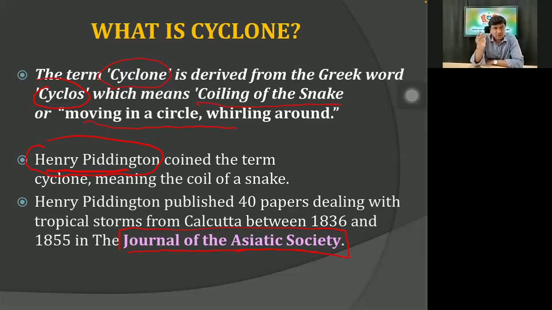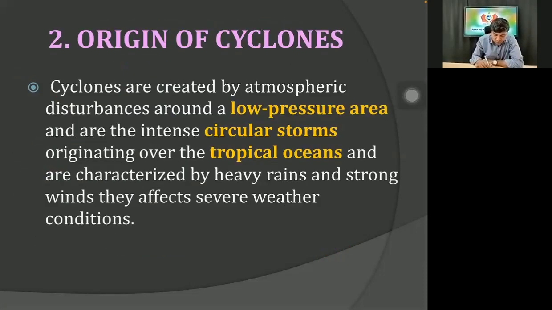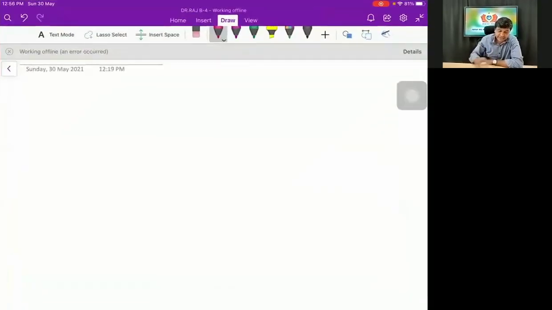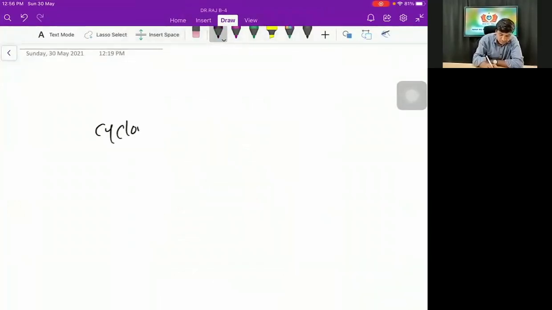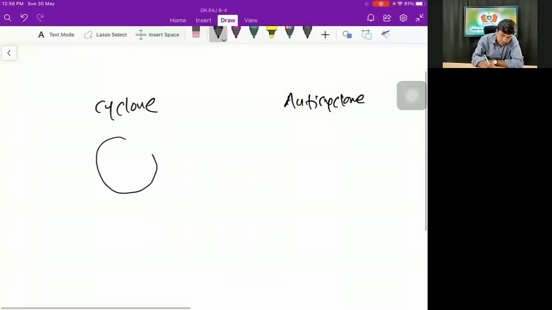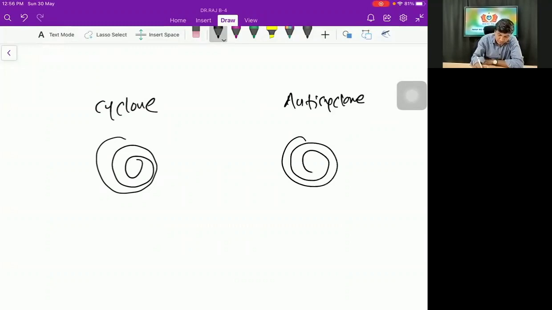Next point, origin of cyclone. As I said, cyclones will originate mainly in low pressure areas. Again, you should remember the exact difference between cyclones and anticyclones. It is a very important point to remember. A cyclone means a circular storm, and an anticyclone is also a circular storm, but the only difference is their directions.